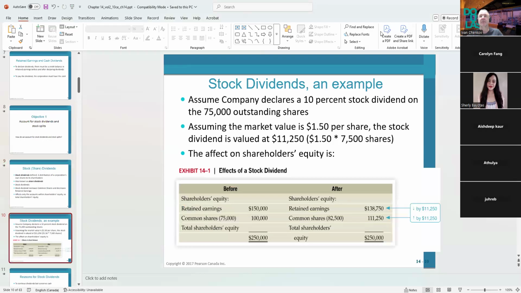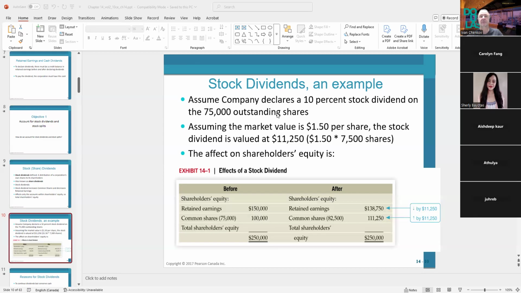So now let's see here. Our example: assume that the company declared a 10% stock dividend on the 75,000 outstanding shares. Assuming that the market value is $1.50 per share, now we have to calculate the stock dividend which we're going to distribute. We're going to use the current market value for the shares. We have 75,000 outstanding shares, with a market value of $1.50.